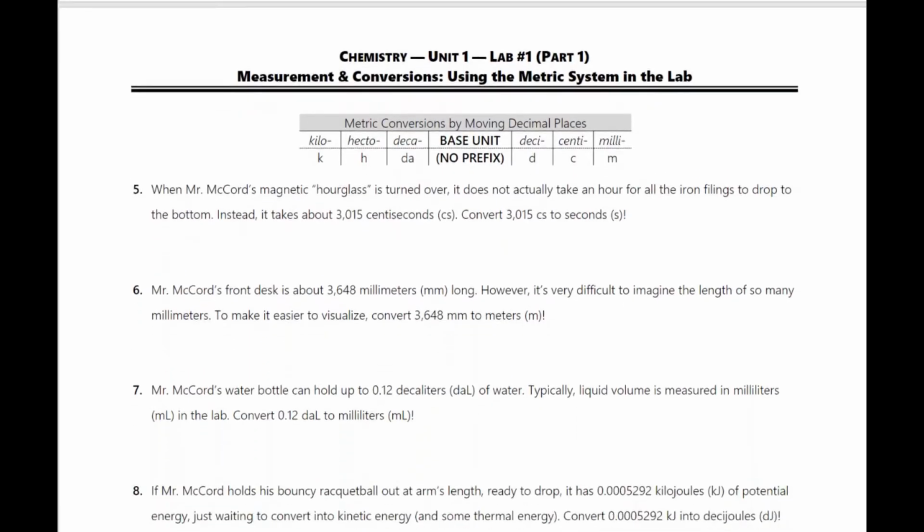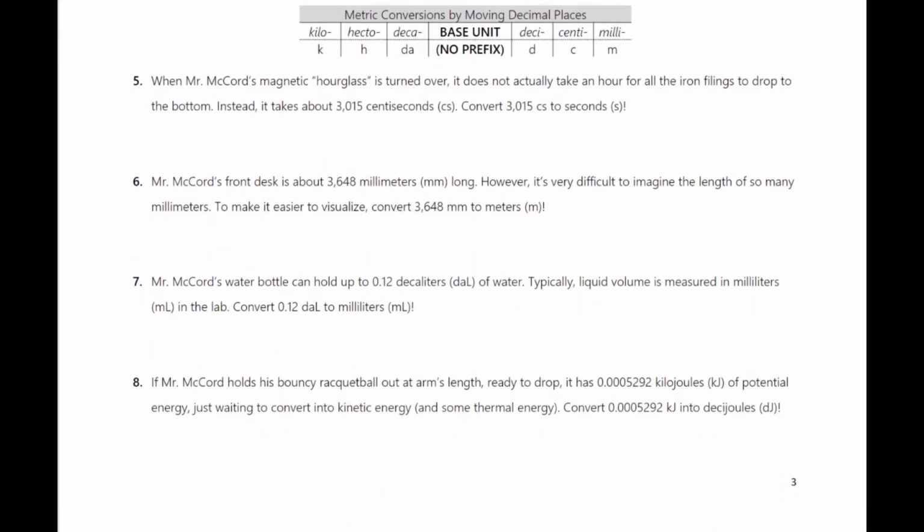Let's scroll down to this next page. So I've got this magnetic hourglass that I can turn over, but it doesn't actually take an hour for all the iron filings to drain down to the bottom and make a cool little pattern. Instead, it takes 3,015 centiseconds. This is a version of seconds that's already got a prefix on it. We're going to change it back to regular seconds this time. So let's use a different color. Let's do blue. In this case, I'm already starting with a prefix. I'm starting with centi, which is right here. I want to move to regular seconds, which is a base unit with no prefix, right here.